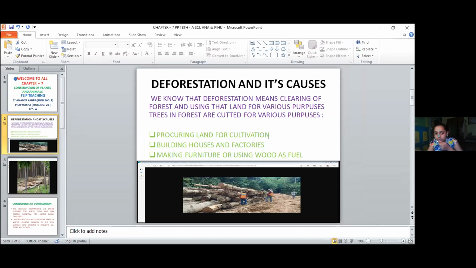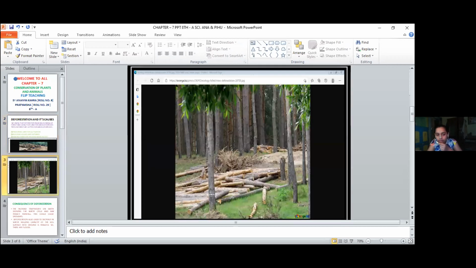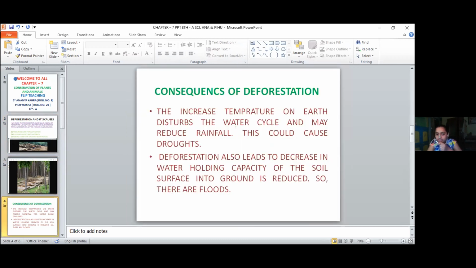Deforestation and its causes. We know that deforestation means the clearing of forest and using that land for various purposes. Trees and forests are cut for various purposes, like procuring land for cultivation, building houses and factories, making furniture, or using the wood as fuel. This is a picture of deforestation. Now Pratyaksha will explain the consequences of deforestation.